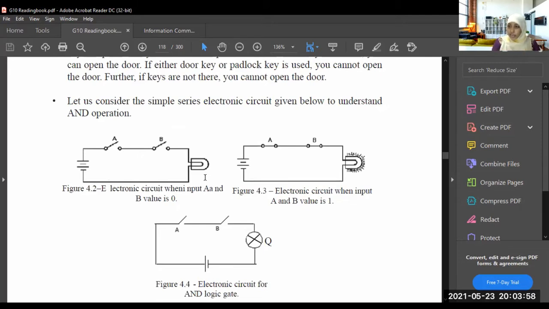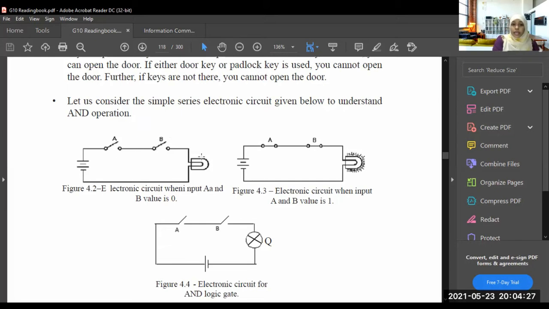Now for an example, let us consider the simple series electronic circuit given below to understand the AND operation. You know the English language, right? If you know the grammatical meaning of AND, then it is solved here. This is an electronic circuit. Here there are two switches. We'll say this is a gate and these two switches are inputs.